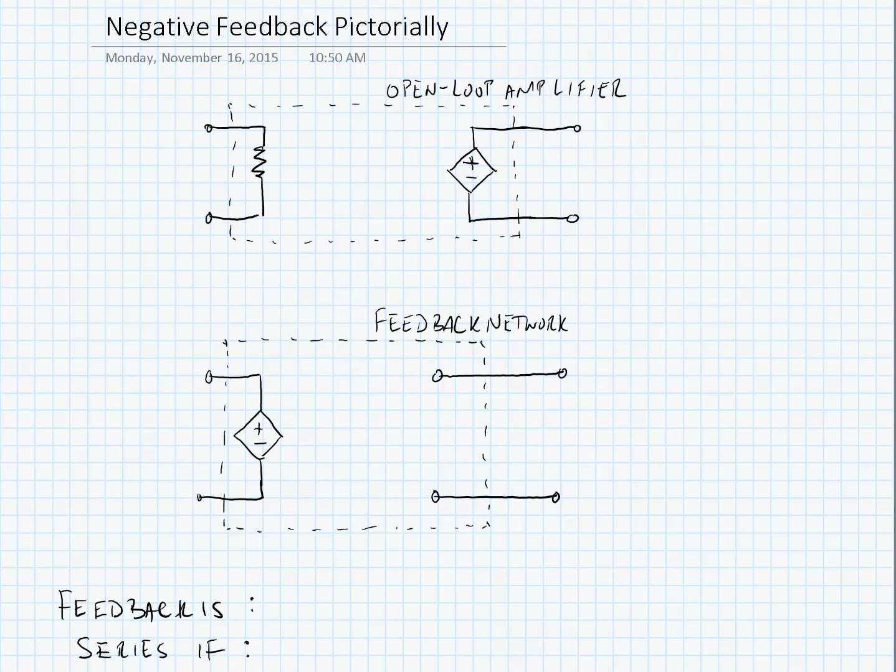Okay, let's look at negative feedback pictorially. Here we have a picture of the open loop amplifier where we have some input impedance and some output dependent source. I've purposefully left these vague as to whether or not they are voltage or current sources. In the feedback network, we have some measurement and then we have some dependent source. Now we can force our circuit to be closed serially, like so.